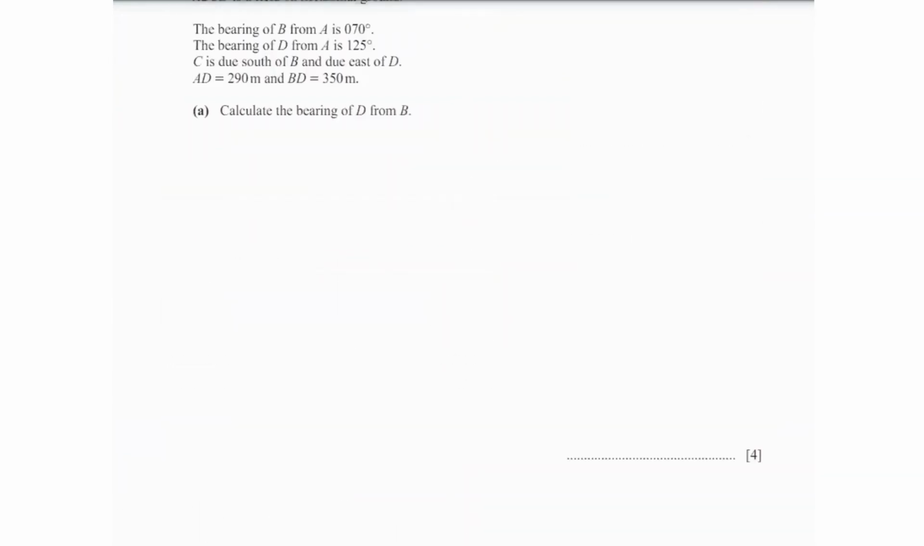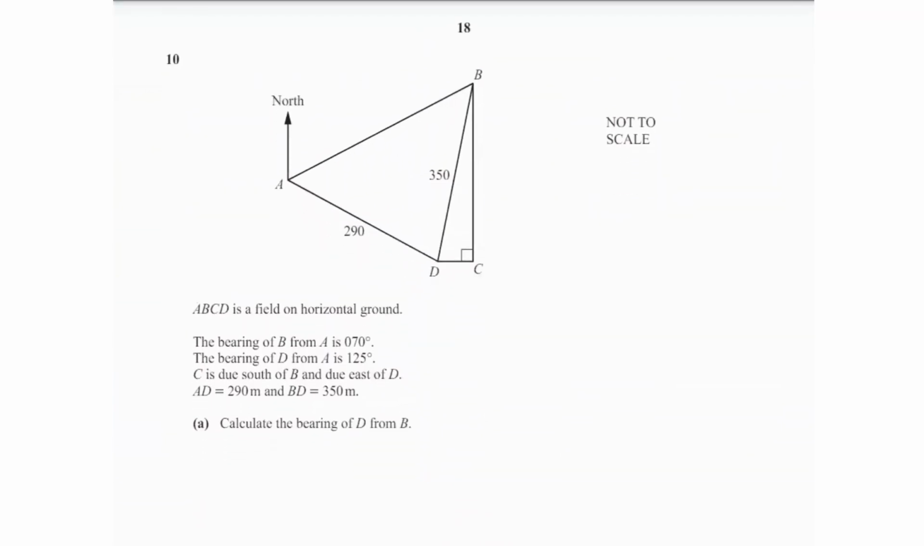Then it says a vertical mast is positioned at D and the angle of elevation of the top of the mast from A is 10 degrees. Calculate the angle of elevation of the top of the mast from C. So this is a vertical mast. Call this D. This is a 90 degree angle. This is also a 90 degree angle.